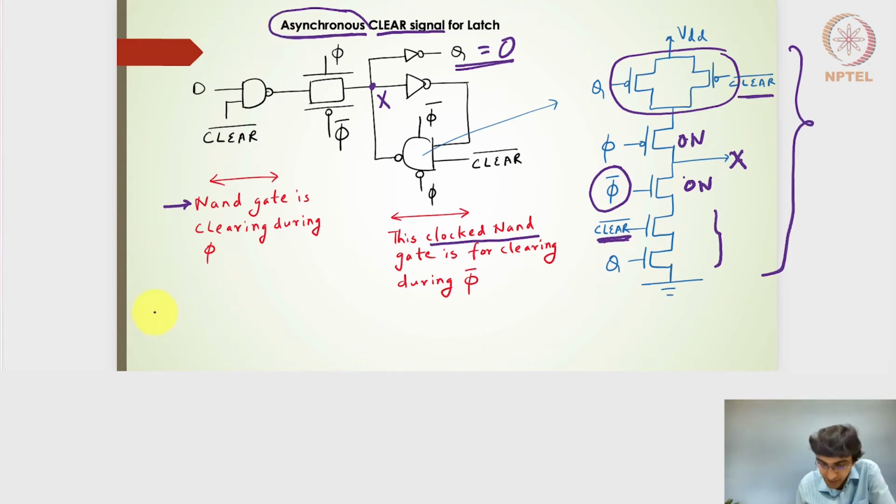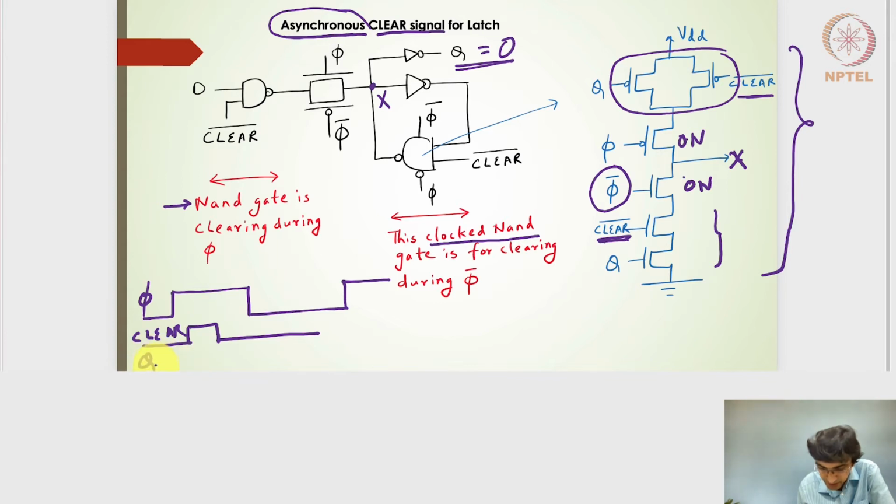Remember that even when the clock is high here, let's say this is the clock high, and if I press the clear for some time and then depress it, so let me write this as clear, and then I will also have an output of Q. During this portion the output, let's say, is high, and then it will go low, right? And it will stay low because the clear is pressed, and then when the clear is depressed, it may come back high depending on the D input signal, right?